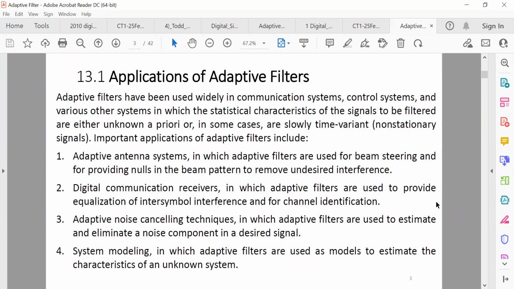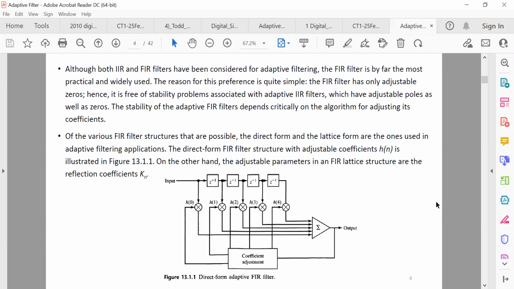Then system modeling. We will see an example now. See, it also helps to model a signal using the known one. By using a known one, we can implement a new model, a new plant accordingly.